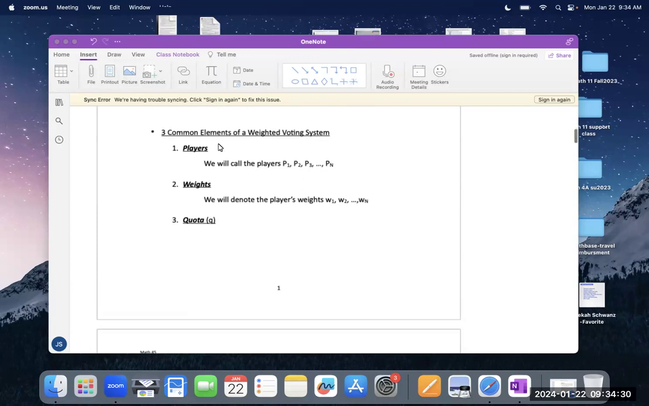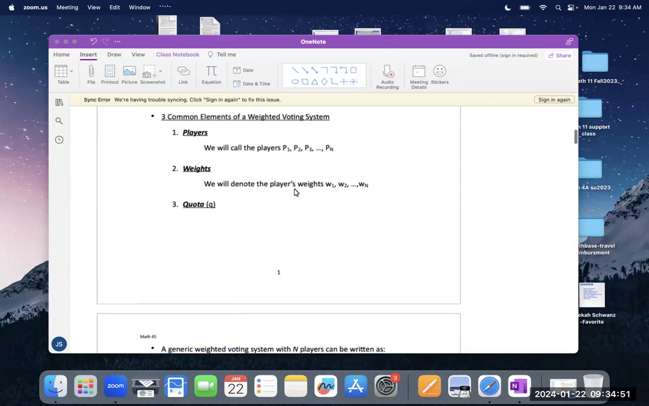Okay. 3 common elements of a weighted voting system. Instead of calling them the voters, we call them the players. So we will call the person player number 1, player number 2, player number 3, and player number 4. They might be like the different states. They each hold a different weight. And the weights that go with each player are W1, W2, and the last player we call WN, where N is the number of players.